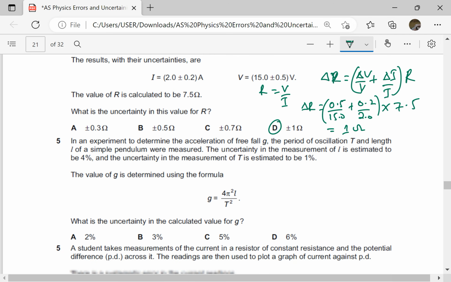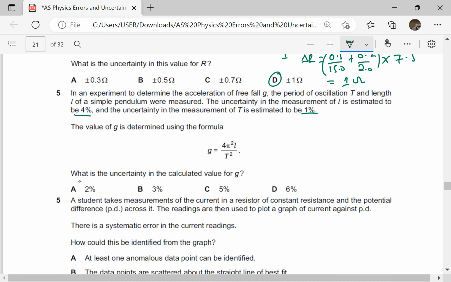In an experiment to determine the acceleration of free fall g, the period of oscillation t and length L of a simple pendulum were measured. The uncertainty in the measurement of L is estimated to be 4%, and the uncertainty in the measurement of t is estimated to be 1%. The value of g is determined using that formula. What is the uncertainty in the calculated value of g?